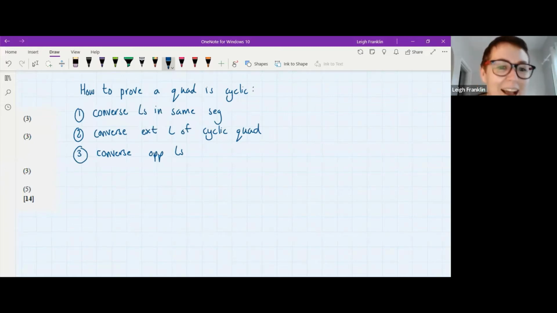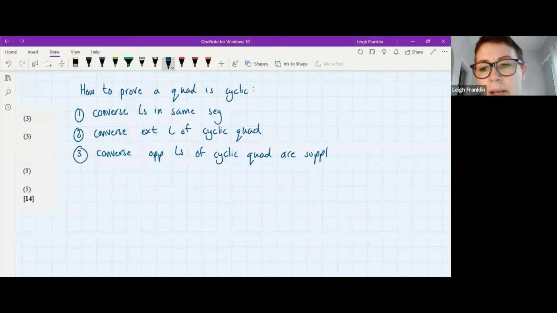You know this. Converse opposite angles of cyclic quad are supplementary. Okay, so Matrix, please, please, please, you have to learn these off by heart. Converse angles in the same segment, quite right, Tabile.